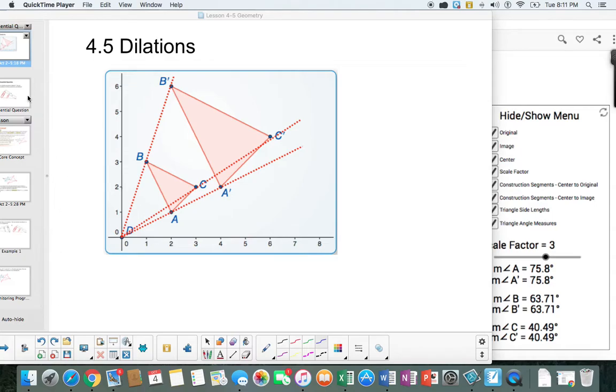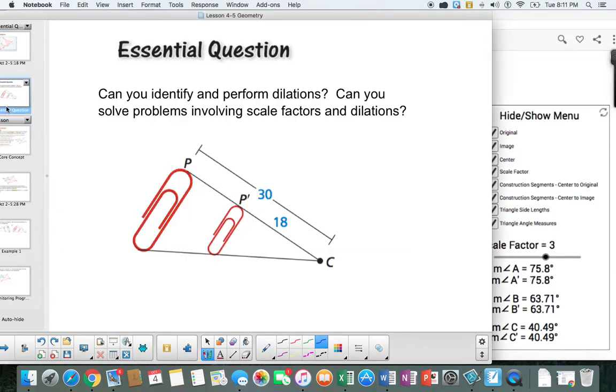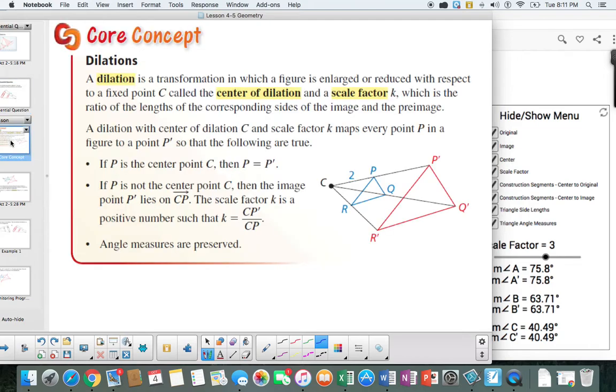Lesson 4.5, Dilations. Essential question: can you identify and perform dilations? Can you solve problems involving scale factors and dilations? Let's take a look at the core concept, a dilation.